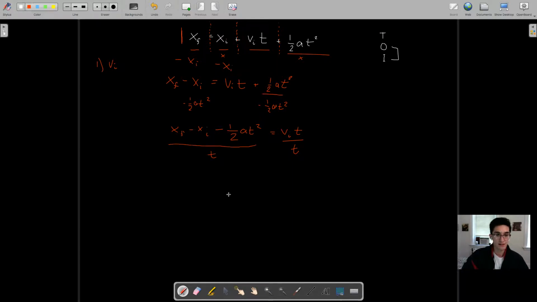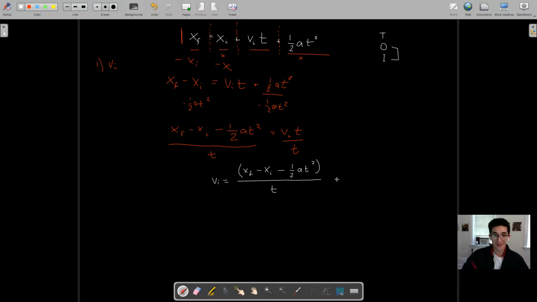Our final answer here is going to be v initial is equal to, I'm going to do a big old parentheses up here, x final minus x initial minus 1/2 a t squared, all divided by t. Okay.